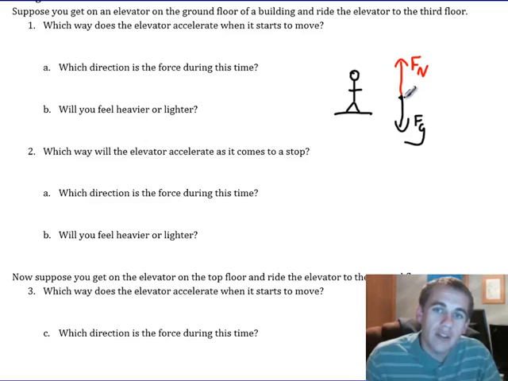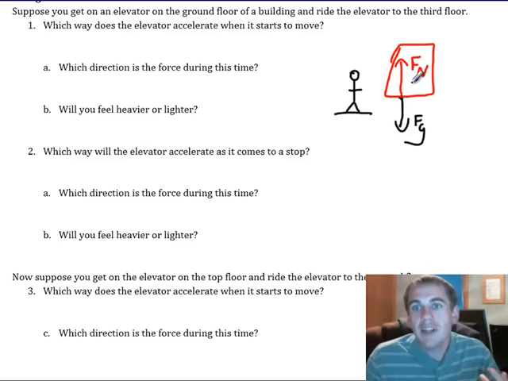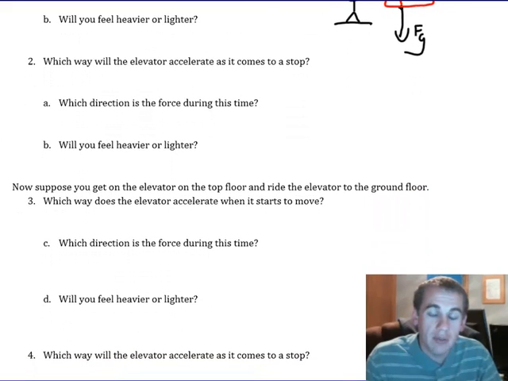Okay. Well, if all of a sudden we're going to start to accelerate up, what we feel is this force get bigger. So we feel like we weigh more, even though gravity doesn't pull on us harder. The floor has to exert some extra force to get us to move. Okay, and then we repeat the process coming back down.